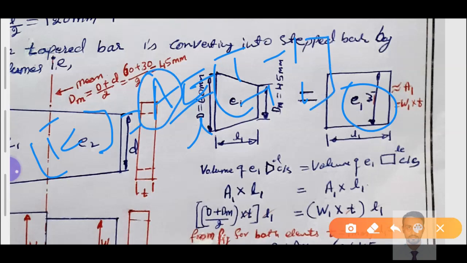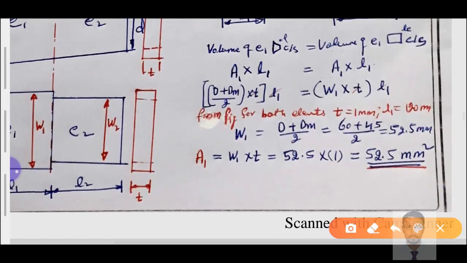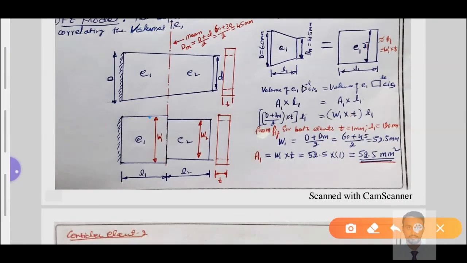So we want this area of cross section after converting this tapered element into a rectangular element. How will we find that area? W1 into T, 52.5 mm into 1, is equal to 52.5 mm square. So the area of cross section for this element is found.